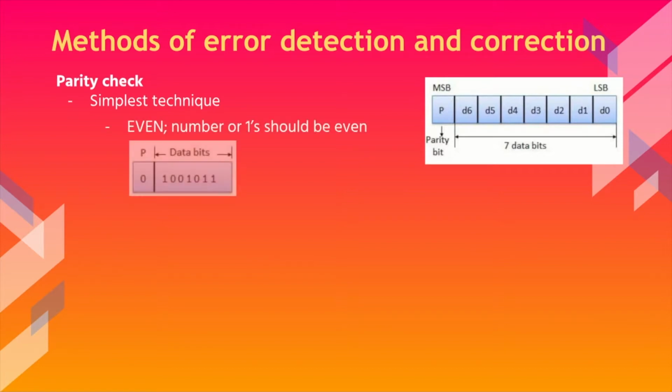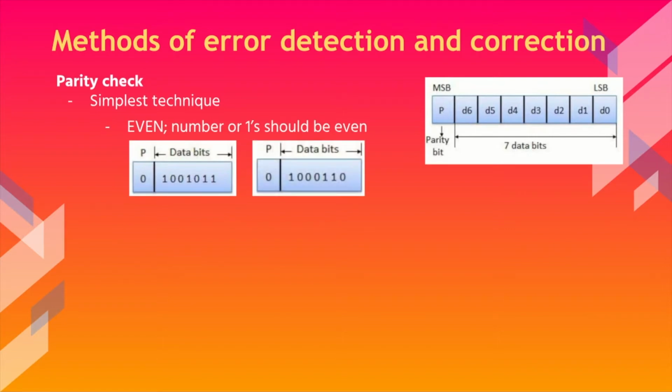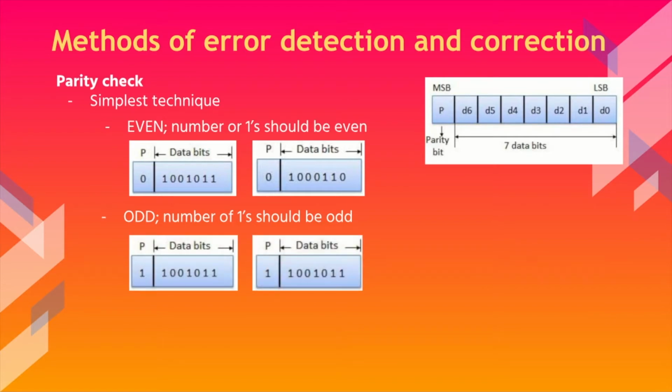The parity can be either even or odd. Even or odd just refers to how many 1 values there are in the whole data. In this first picture, there are 4 ones, which means it's an even parity. In an odd parity, there will be, for example, 5 or 3 ones. In the other one, there are 5 ones, so that means it's an odd parity.